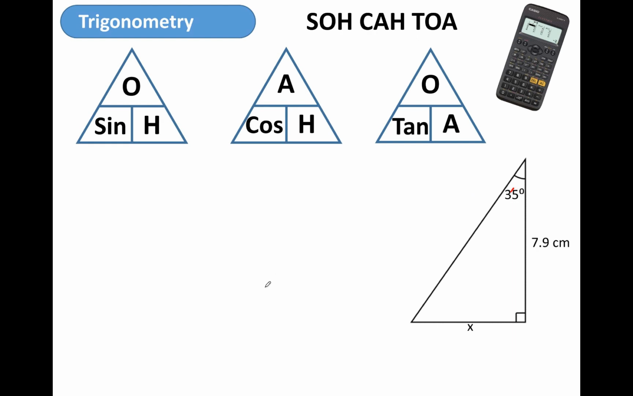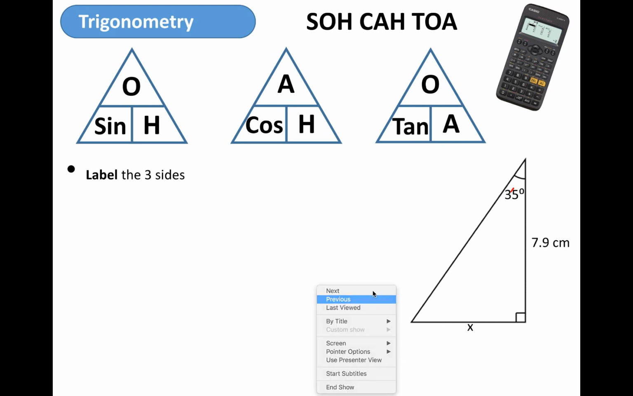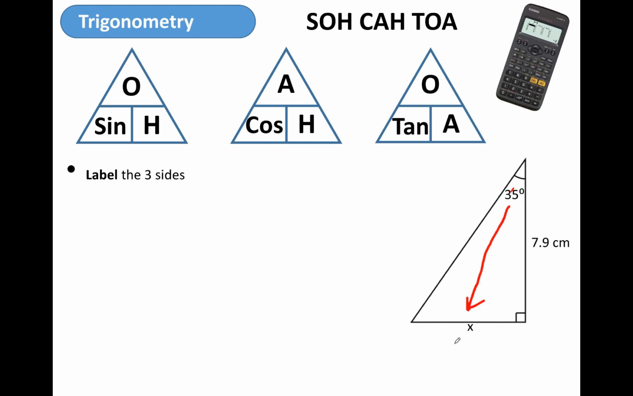And we're going to do things in a specific order. The first thing you need to do is label the sides. All right, we're going to label the three sides. Now, the angle that we're using, not the right angle, always looks at the opposite side. So we're going to put O for opposite. And then the right angle always points at the hypotenuse.